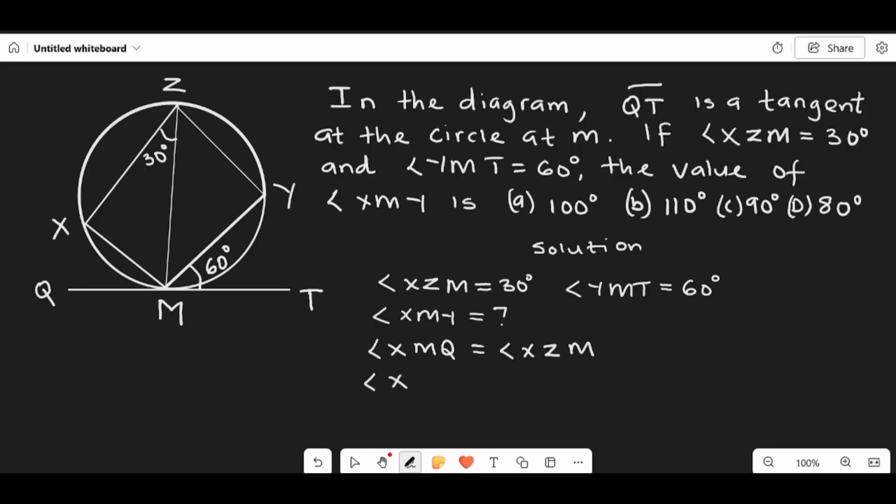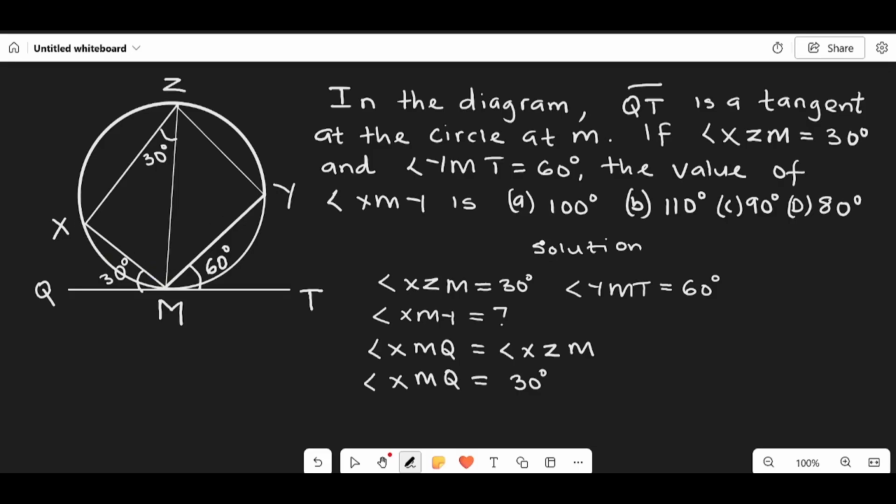Angle XMQ equal to 30 degrees. Our angle XZM is 30 degrees. So we can say this angle is 30 degrees. Now the question says we should find angle XMY.